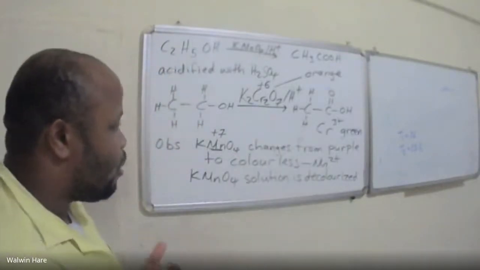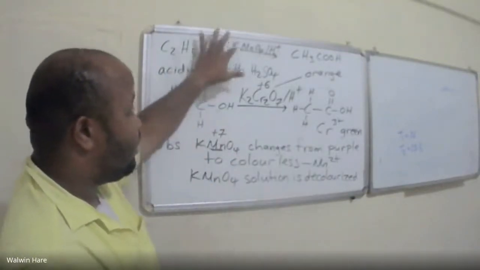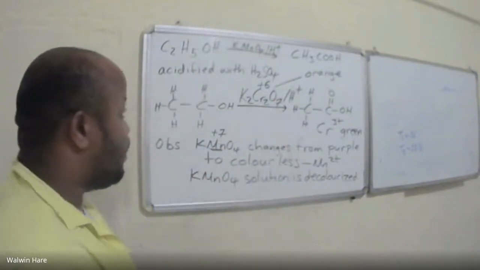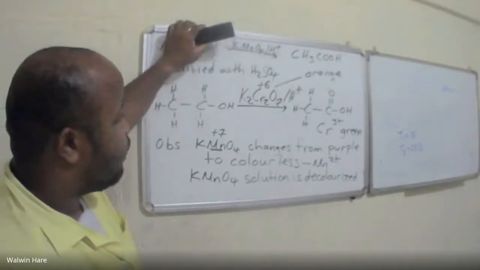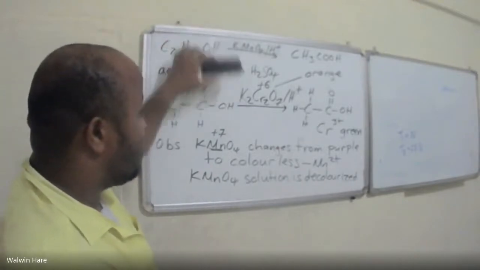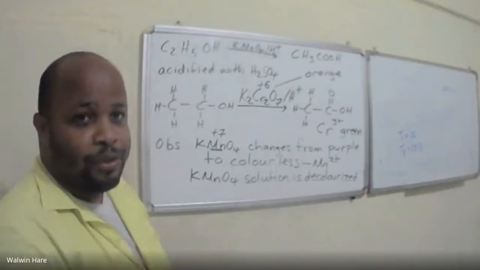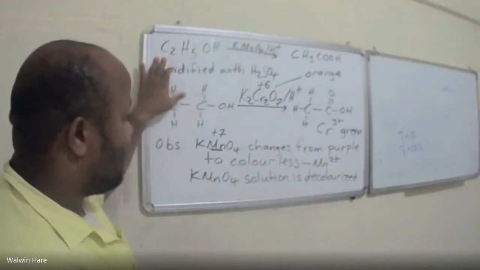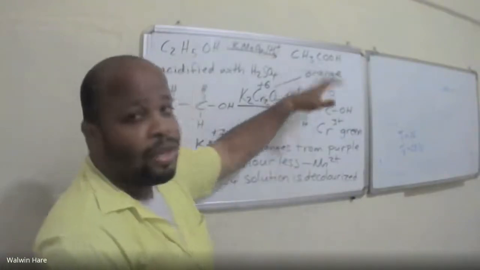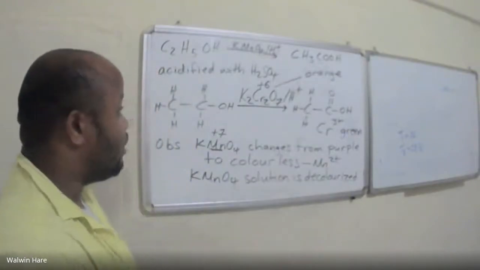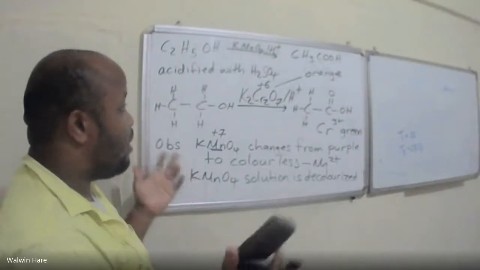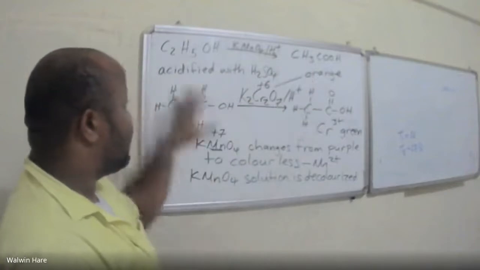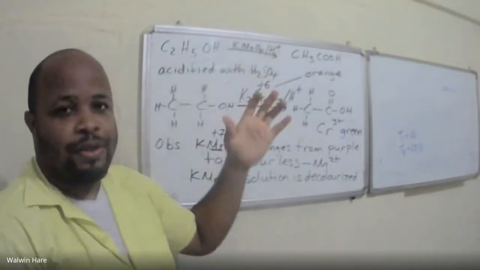So just remember the color changes. Permanganate, purple to colorless. Dichromate, orange to green. All right. It doesn't matter which of these oxidizing agents you use, the reaction is still the same, meaning the alcohol is going to be oxidized to the corresponding carboxylic acid. All right. For this, all you need to remember is the color change and the product. If you start out with ethanol, you get ethanoic acid.